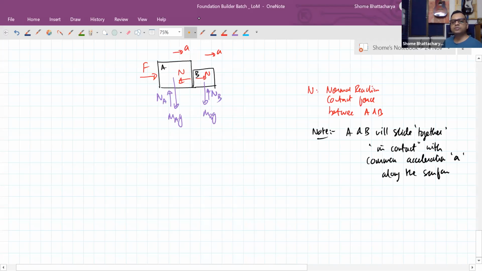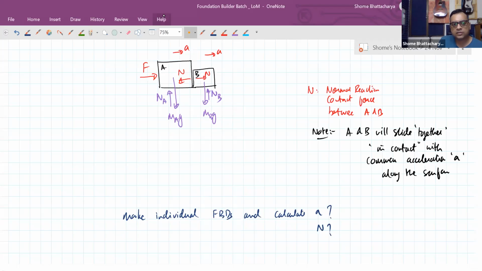Okay. So now just make the individual FBDs. Okay. Make individual free body diagrams and calculate A and N. Okay, so this should be fairly easy. Just try this out.